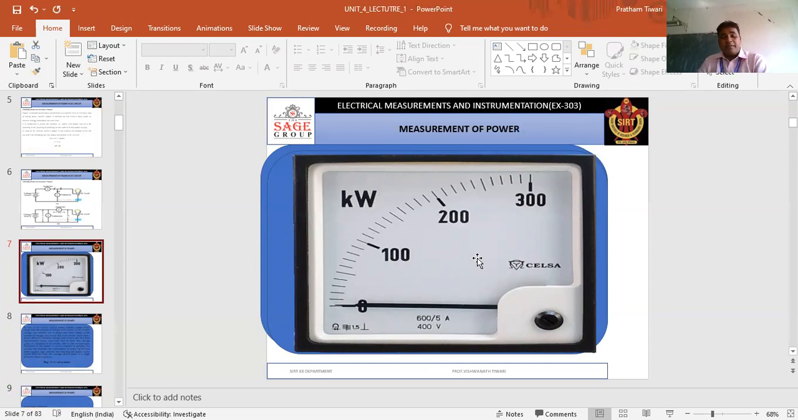Power measurement by a wattmeter is shown in this figure. This is the kilowatt scale. This is the deflection which shows the power consumption per second, per minute, or in kilowatt.